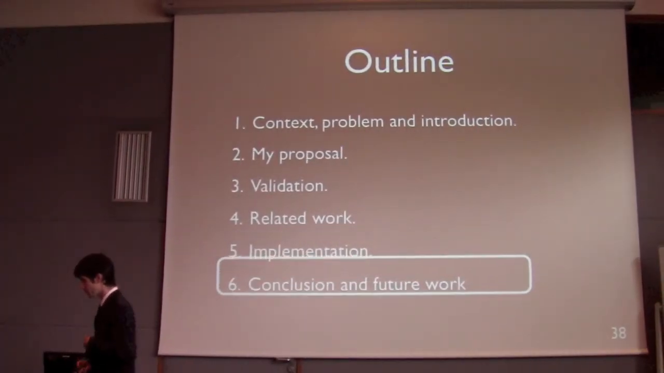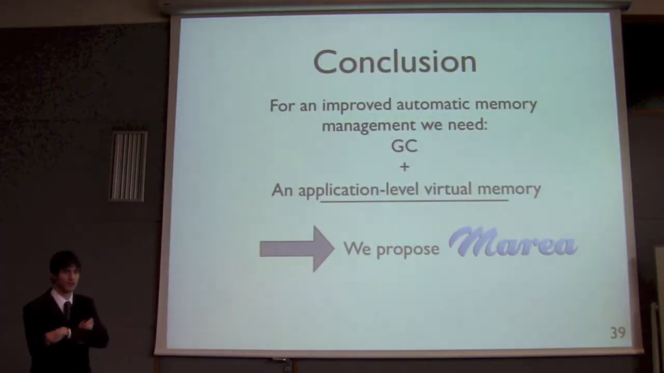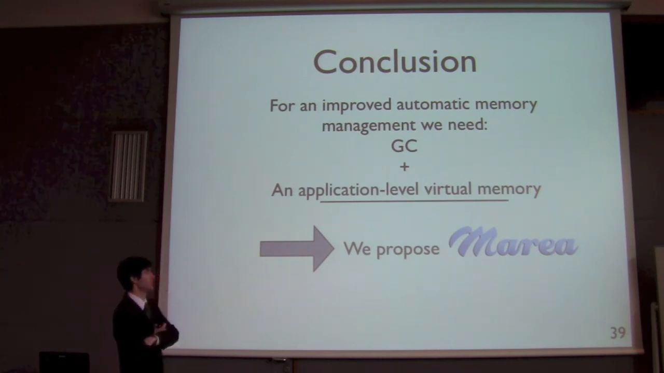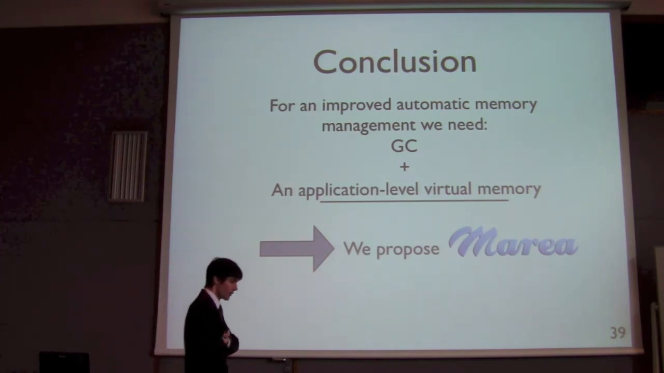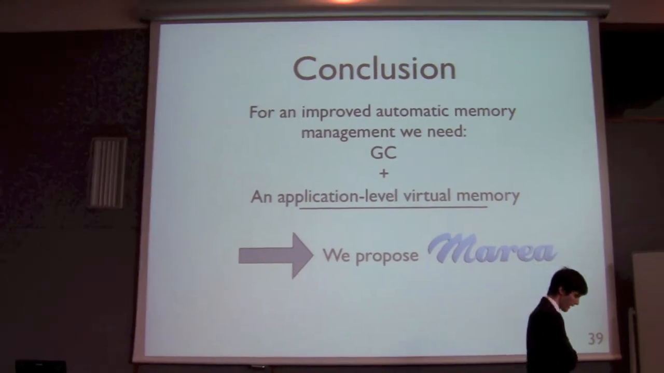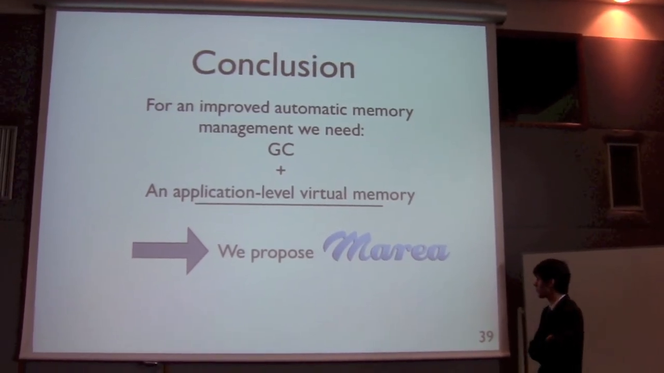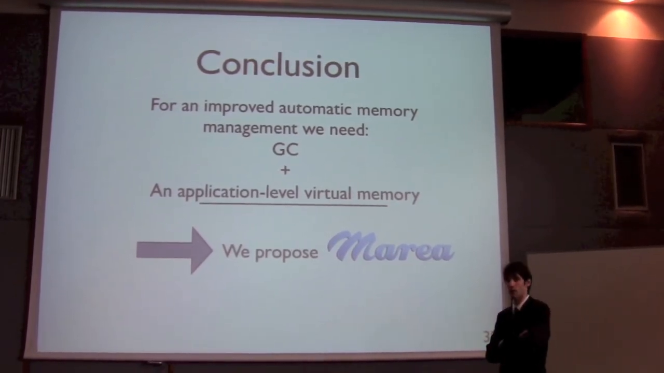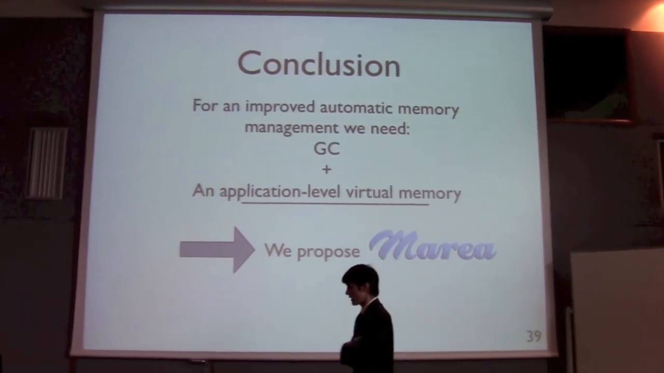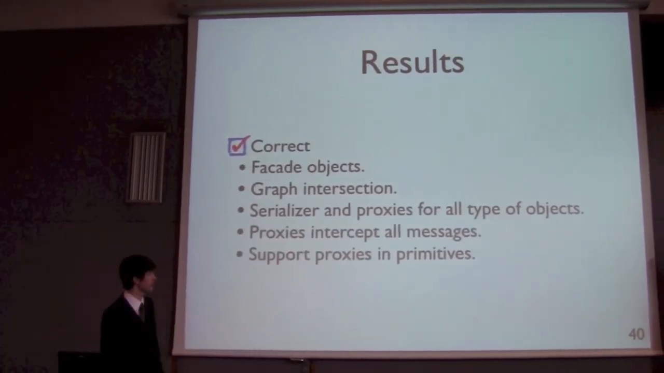Okay, so now finally the conclusion and future work. The conclusion that I got from my PhD is that for really improved automatic memory management, we need, apart from the GC, an application-level virtual memory manager that should be based at the object level. And that's why I have proposed Marea, and I proposed its implementation, and I have validated it. So that's the conclusion I got.